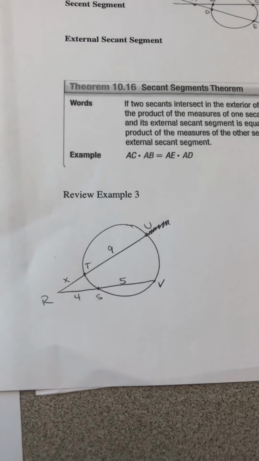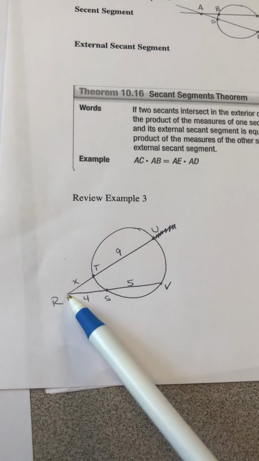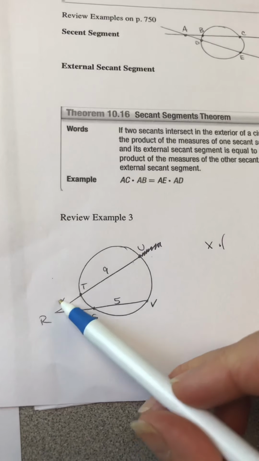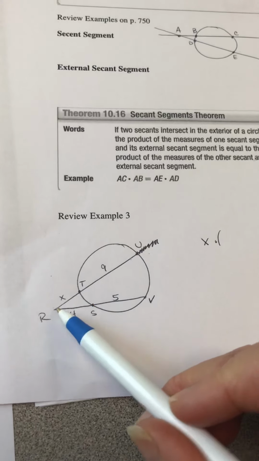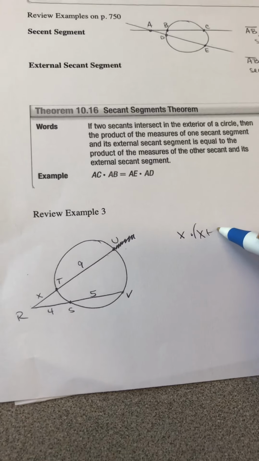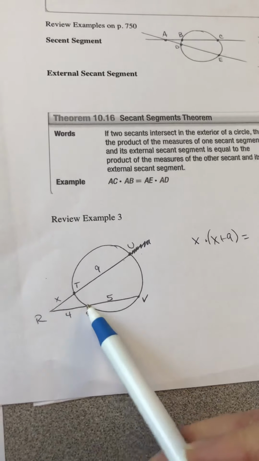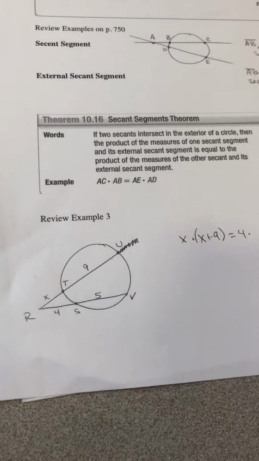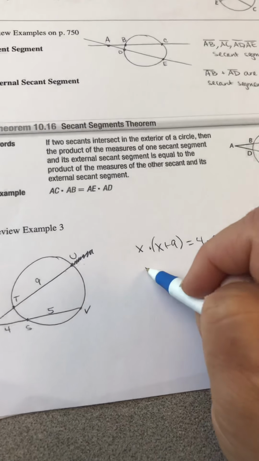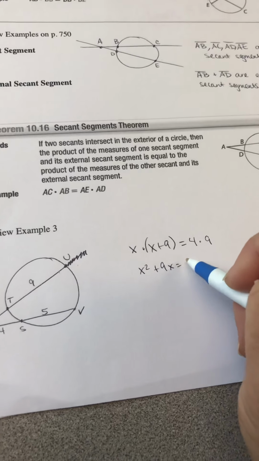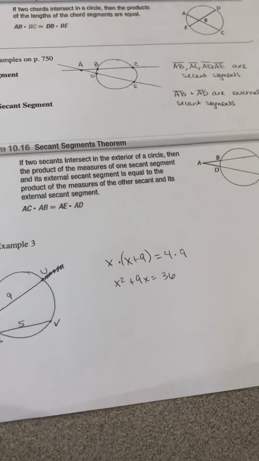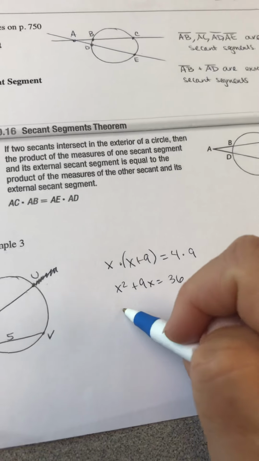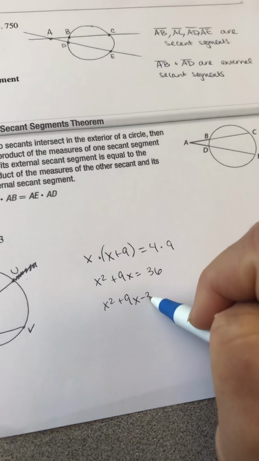So here in this example, notice we have an external secant segment. So I know that X times this whole thing, our RU here, which is X plus 9, is equal to 4 times 4 plus this part, which is 9, the whole thing. So I now have x squared plus 9x equals 36. And it's a quadratic, so we think, hey, I'm going to set it equal to 0 and hope that it factors, which I believe this one does.